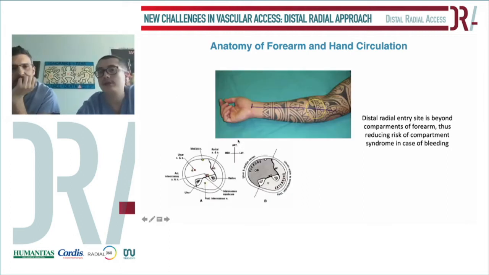And the second big deal about the anatomy of the distal radial artery is that it's way beyond the compartments of the forearm. We know that the radial artery lies in the posterior compartment, while the ulnar artery lies in the ulnar or anterior compartment. And in case of bleeding, you can have, it's rare.